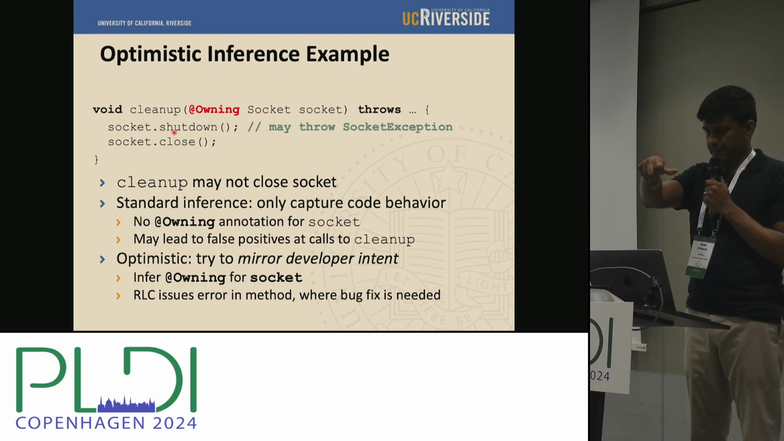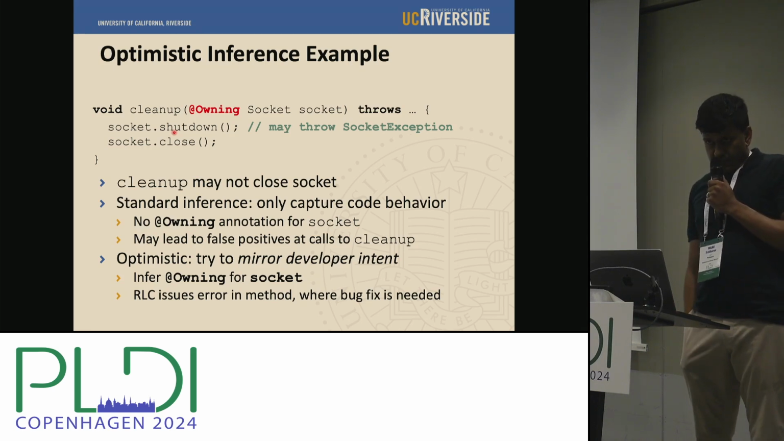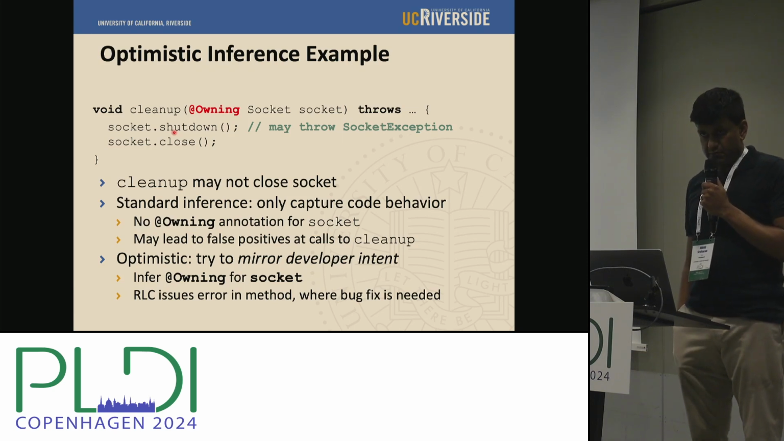Yeah, we have a question? So I'm wondering, is there any kind of exception analysis that you do for shutdown, or if this shutdown could never throw an exception, would you verify this property?